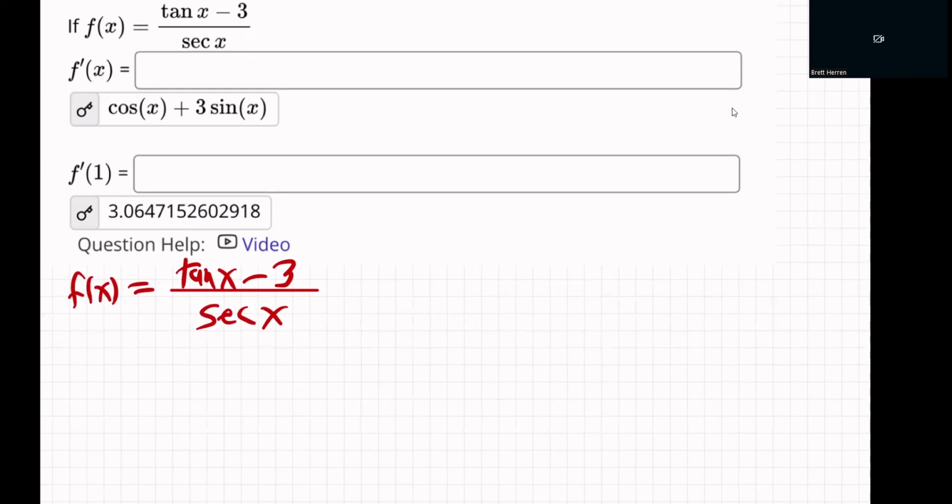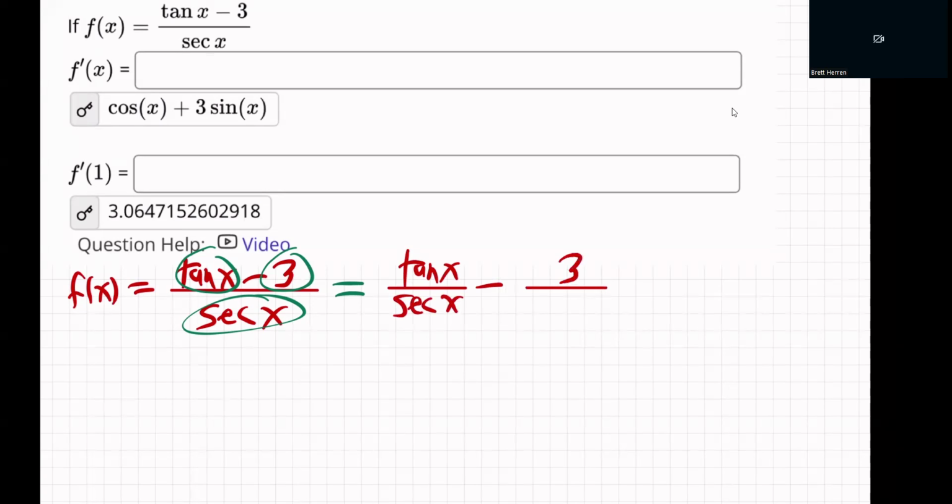It takes time to get used to these kinds of things, but one thing you want to do right away when you see two things over one thing is it's usually helpful to separate them like this and say, okay, it's just tangent over secant minus 3 over secant, right? That's just common denominator run backwards. Or you could just say, look, there's one big bar, the secant is dividing them both, so just make it two separate fractions.